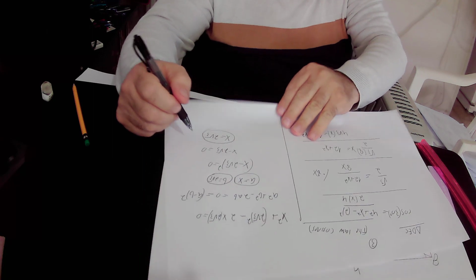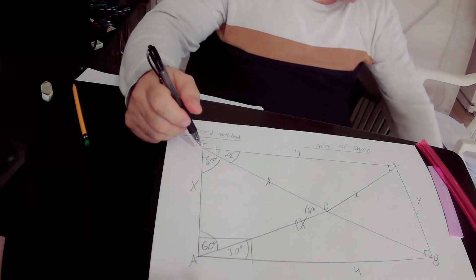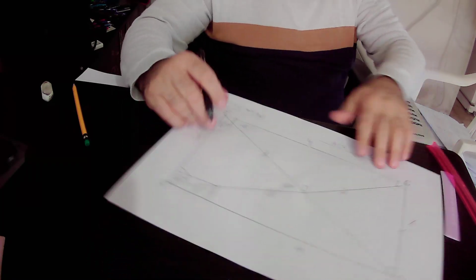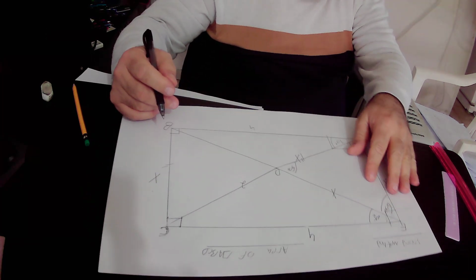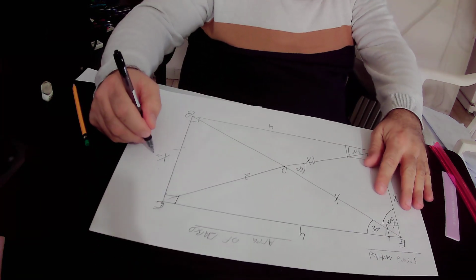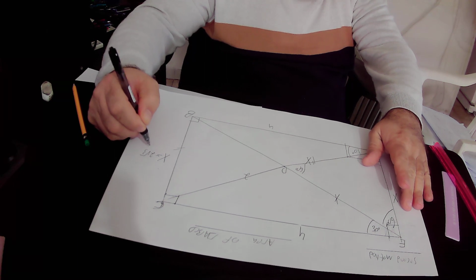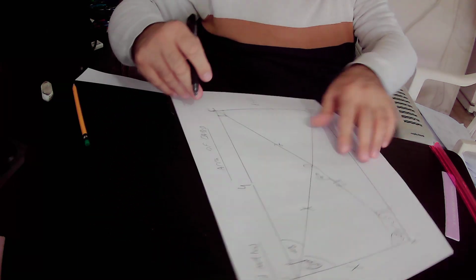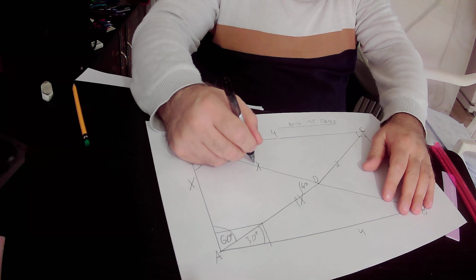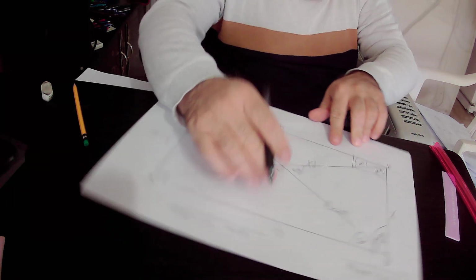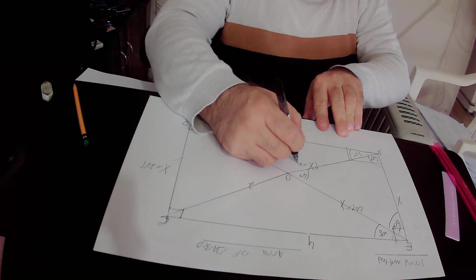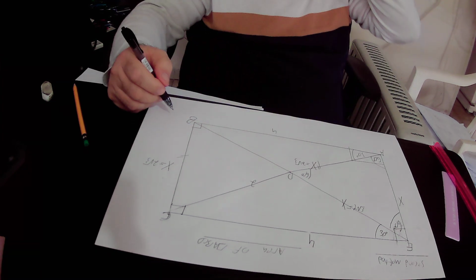So we found out that x equals 2 times square root of 3 units. So here x equals 2 times square root of 3 units, and also here x equals 2 times square root of 3 units, and here also x equals 2 times square root of 3 units.